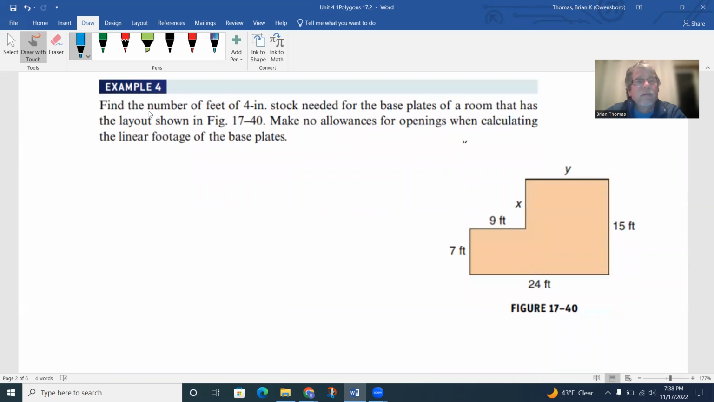If I look at this example here, find the number of feet of 4-inch stock needed for the base plates of a room that has the layout shown in our figure. Make no allowances for openings when calculating the linear footage of the base plates. So again, we want to find the number of feet of 4-inch stock needed for the base plates of a room. Let's see what we've got going on here. I think what we're really looking for is these base plates. We're just going around the thing. And what we're going around with is these... let me pause for a second.